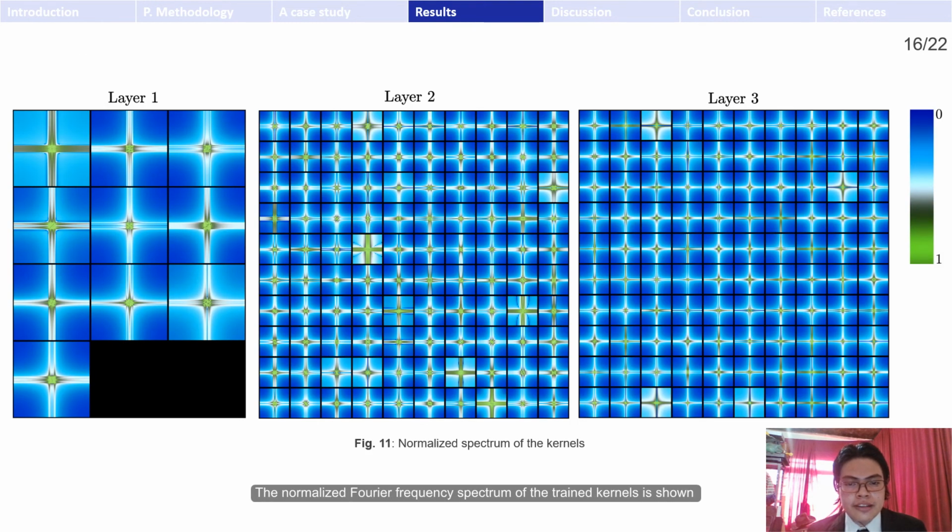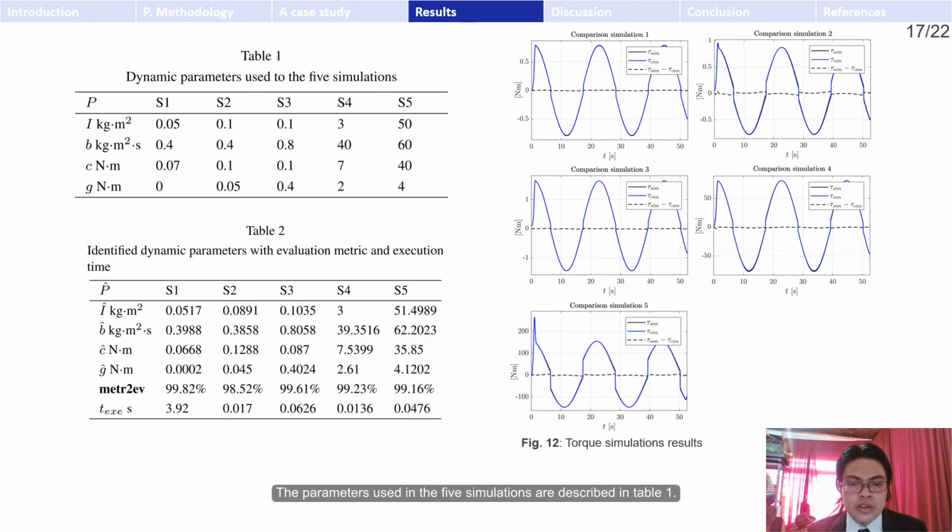The normalized frequency spectrum of the trained kernels is shown in Figure 11. It is observed that the kernels are different from each other, and each kernel in combination with the activation function determines the parameters of equation 12. The parameters used to identify simulation are described in Table 1.